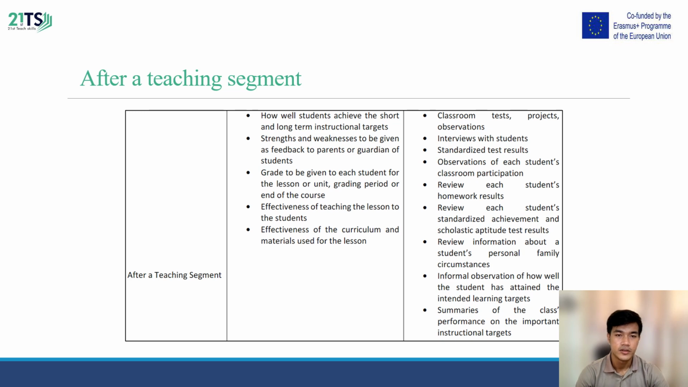Sources of information: classroom test, project observation, interview with students, standardized test results, observation of each student, classroom participation, review of each student's homework results, review of each student's standardized achievement and scholastic aptitude test results, review of information about a student's personal and family circumstances, informal observation of how well the student has attained the intended learning target, and summary of the class performance on important instructional targets.